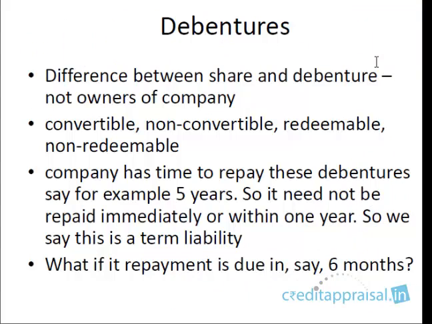So what you have to understand is a debenture is a debt instrument. It is not an equity instrument. Therefore, debenture holders are not owners of the company. The company has to repay this debt back to the debenture holders, and usually it is a term liability.